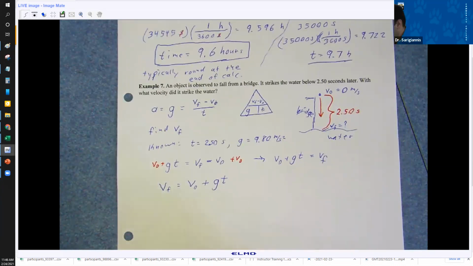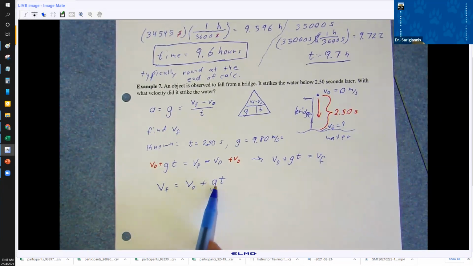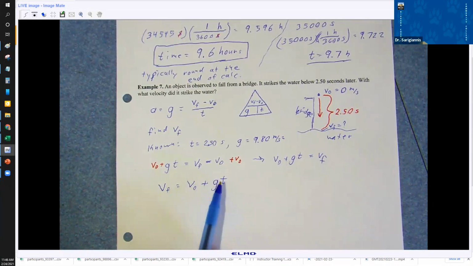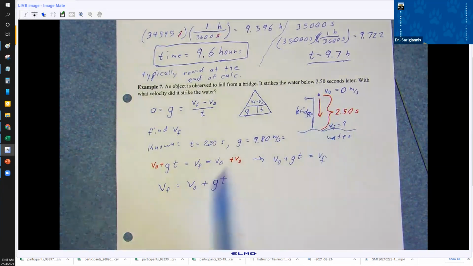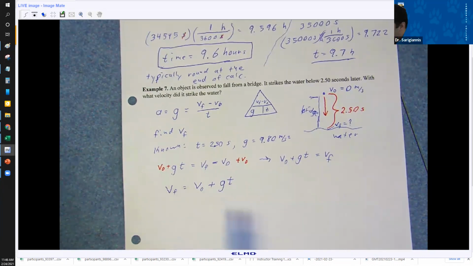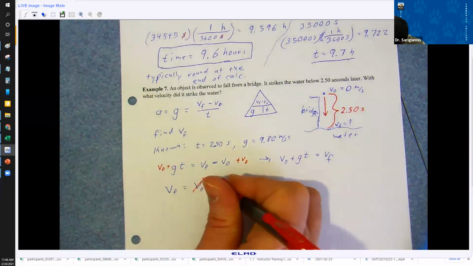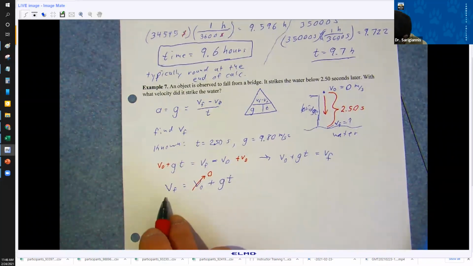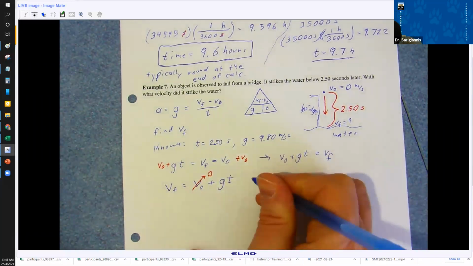So this is interesting. I just want to point this out. This is telling you your final speed is equal to whatever your initial speed is plus the acceleration times the time. So technically, you could be given something like it falls off the bridge, or it passes the bridge at a speed of 5 meters per second. Now we know that V naught is 0 here in this problem. But this makes sense, right? You're saying the final speed is equal to whatever the initial speed was plus the speed it gets from accelerating over a certain amount of time.